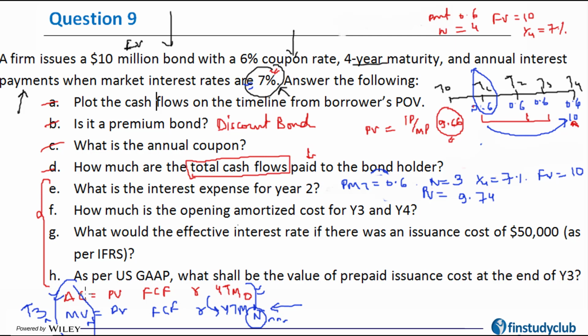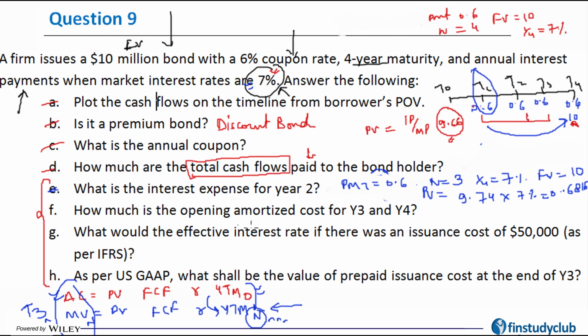So this is the value in my books. This is the amortized cost at T1. This is not the market value. And if that is multiplied by 7%, it is going to give me the interest expense equal to 0.6816. That's your answer for part E here. Okay, pretty simple and straightforward as such.